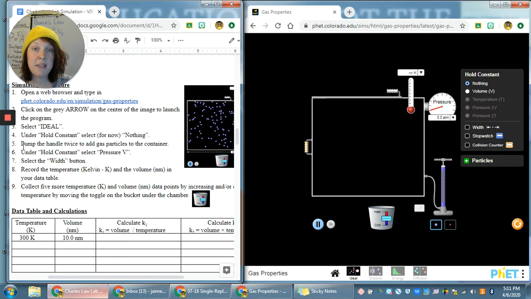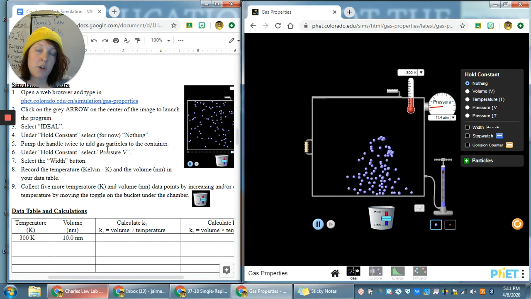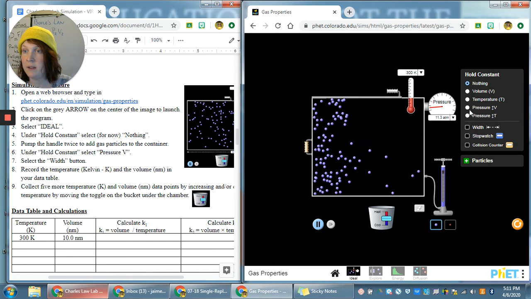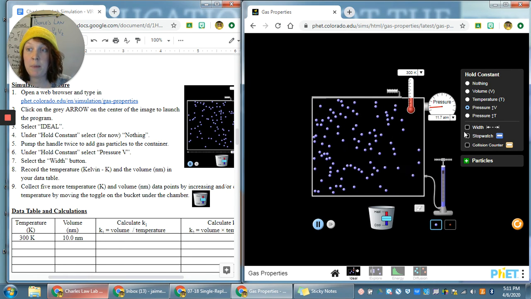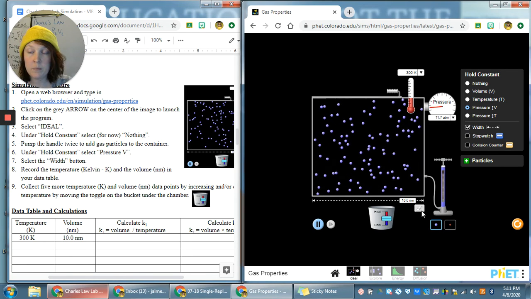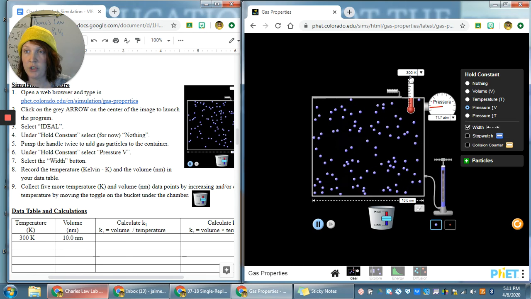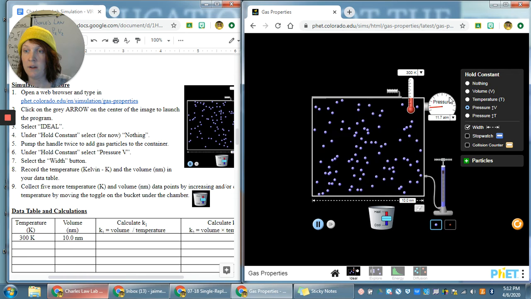Number 5, pump the handle twice to add gas particles to the container. 1, 2. Under Hold Constant, select pressure, V. So this is pressure V. Select the width button underneath. So now you can see the volume down here, width, and the temperature is right here. You've got the pressure gauge here.